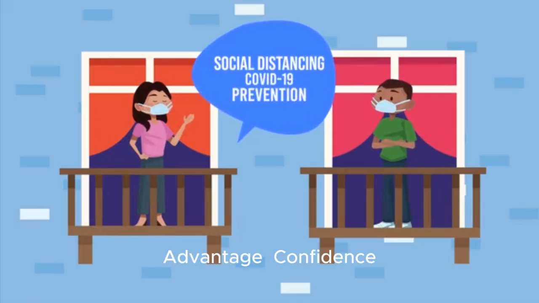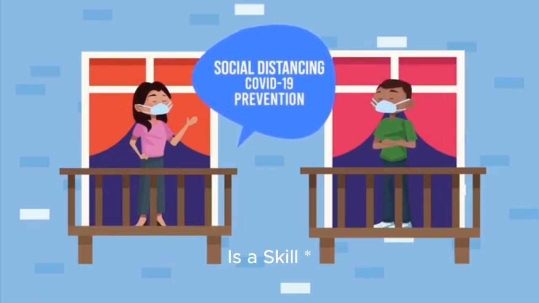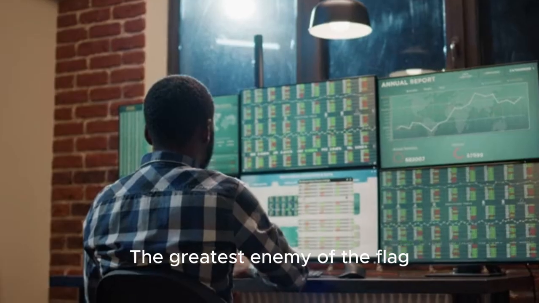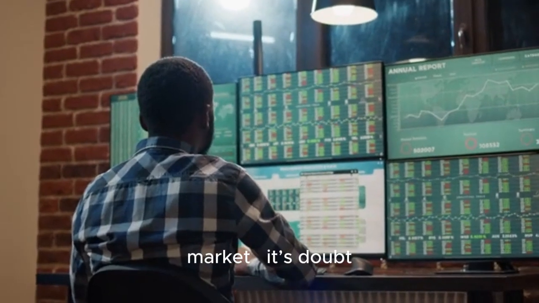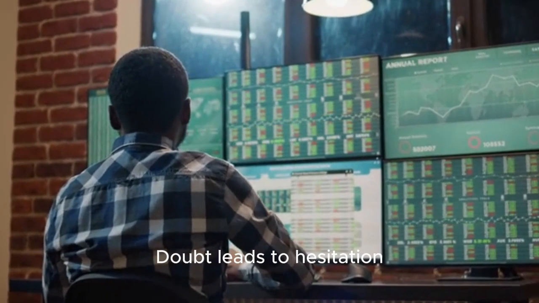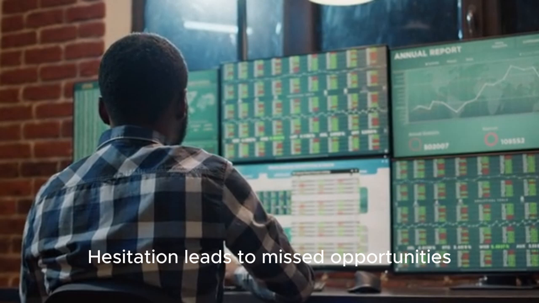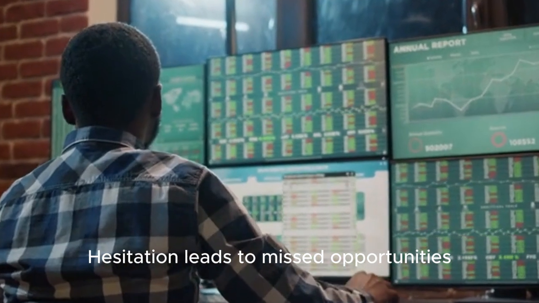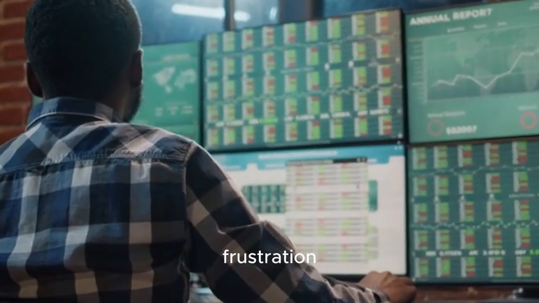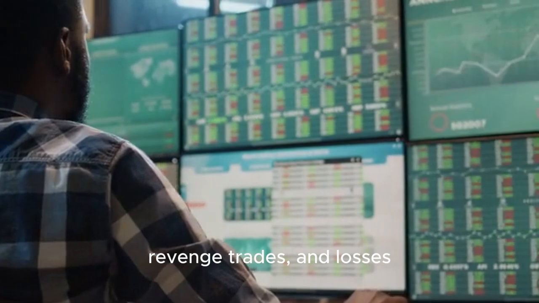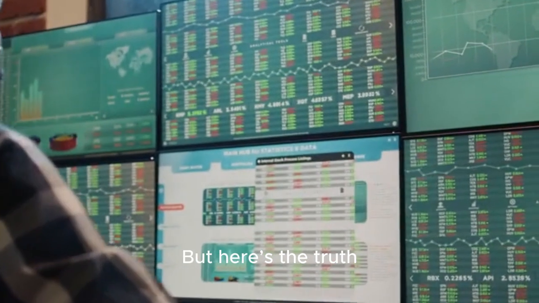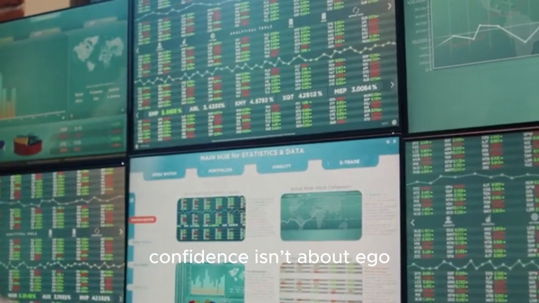The psychological advantage. Confidence is a skill. The greatest enemy of the flag trader isn't the market, it's doubt. Doubt leads to hesitation. Hesitation leads to missed opportunities. And missed opportunities lead to frustration, revenge trades, and losses. But here's the truth. Confidence isn't about ego.